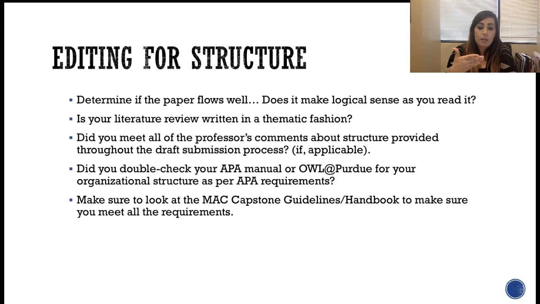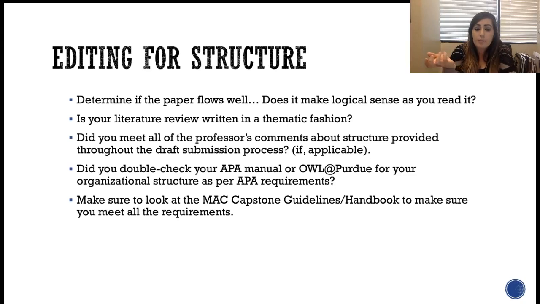Did you double check your APA manual or OWL at Purdue for your organizational structure as per APA requirements? Is it structured? Does it have appropriate headers? If you meant to use a level 1 header, does it have a level 1 header? If you meant to use level 2, did it have level 2? So on and so forth. You're looking at some of the organizational structure of the paper.